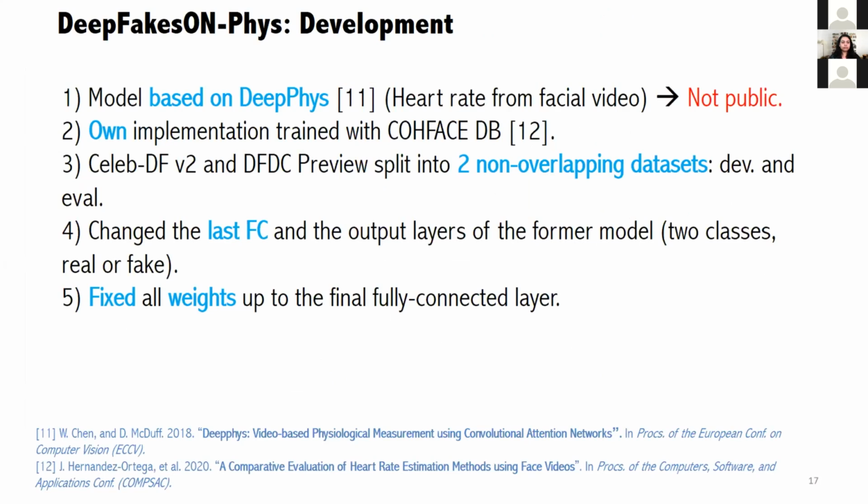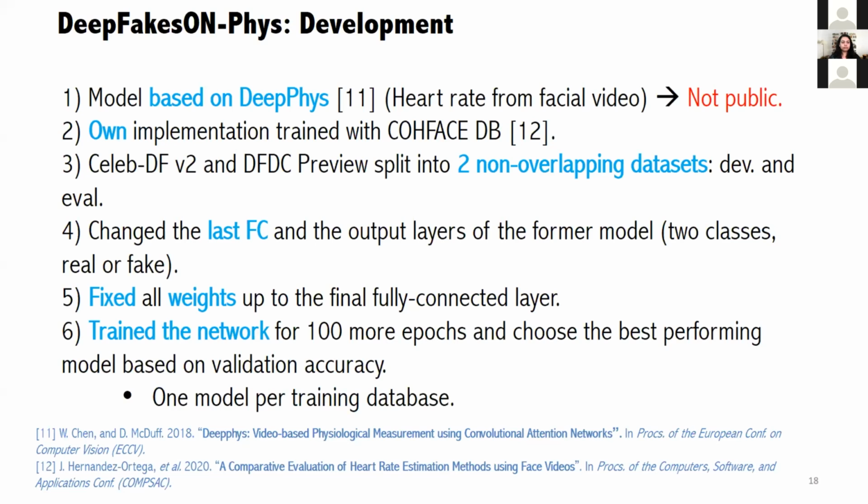Okay. Then we initialize DeepFakesON-Phys with the mentioned pre-trained weights. We freeze the weights of all the layers of the network except the new classification layer and the last fully connected layer, and we retrain the model for 100 epochs, and we choose the best performing model based on validation accuracy over the evaluation dataset. I want to remark that we train one model per training database, one model for CelebDF version 2 and another model for DFDC Preview.